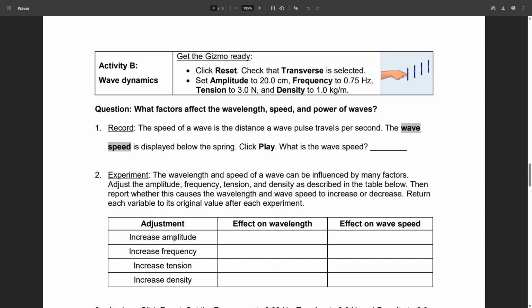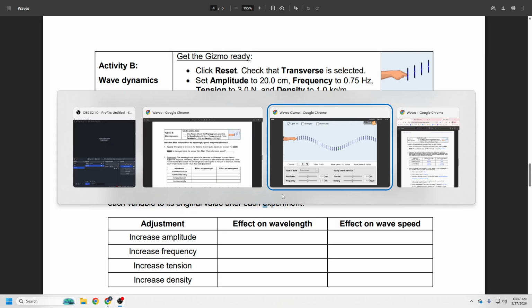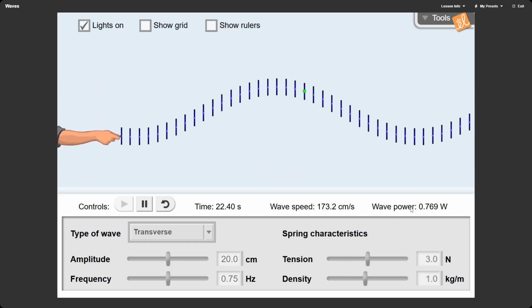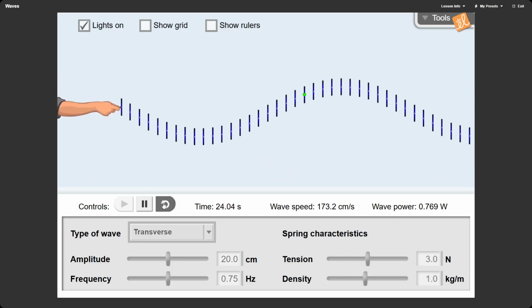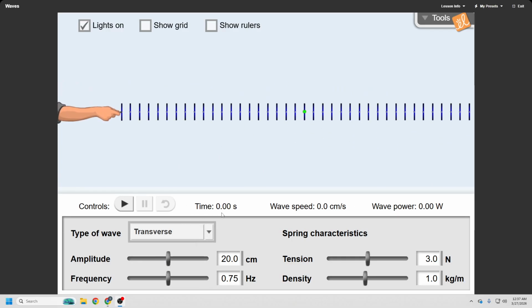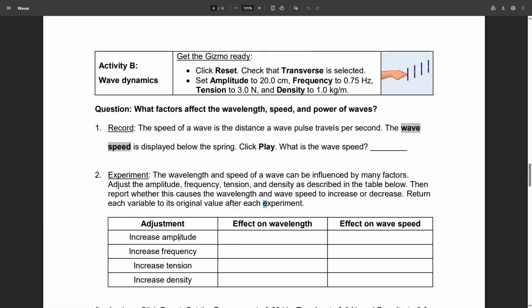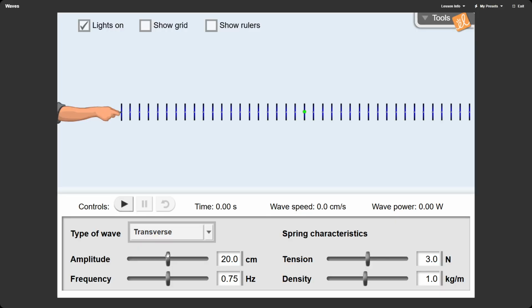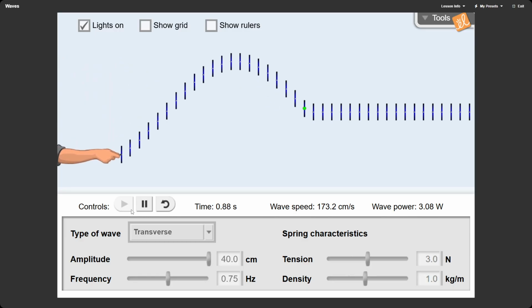So the first one, you're going to increase the amplitude. So you need to remember the wavelength and the wave speed. You might want to write that above the category. So if you go over here, you want to write down your wave speed and your power so you don't forget those. So you'll hit reset, and the first one, it wants you to change the amplitude. So you'll look here, you'll increase the amplitude. I would go all the way and hit play.